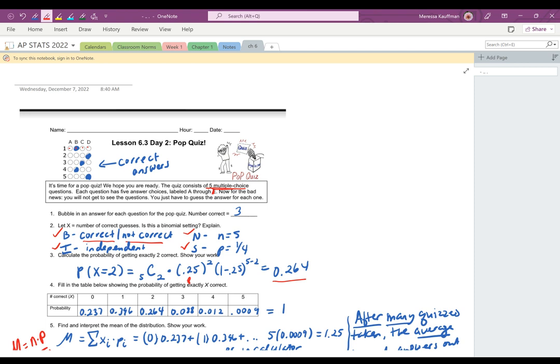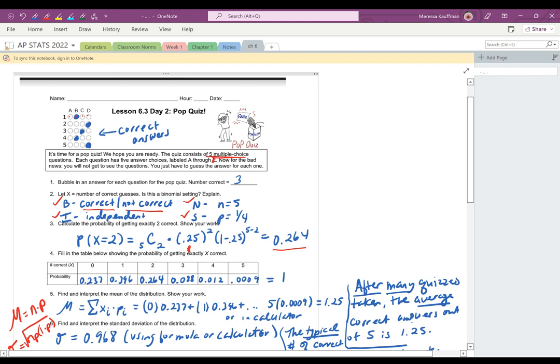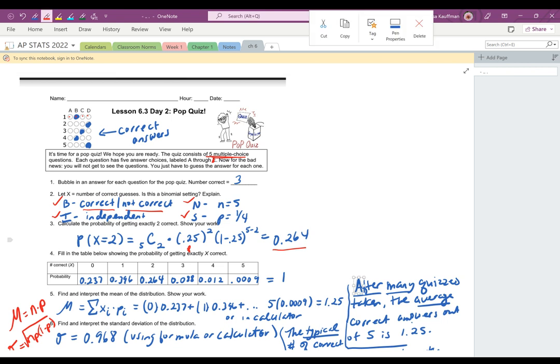All right, so for the table for question number 4, fill in the table below showing the probability of getting exactly x correct. So the probability of x equals 0, x equals 1, x equals 2, x equals 3, x equals 4, and x equals 5. Notice that this answer is the same as this right here. So you would do the same formula for each one of your probabilities. And remember, all those probabilities need to total up to 1. That's how you can double check your work.